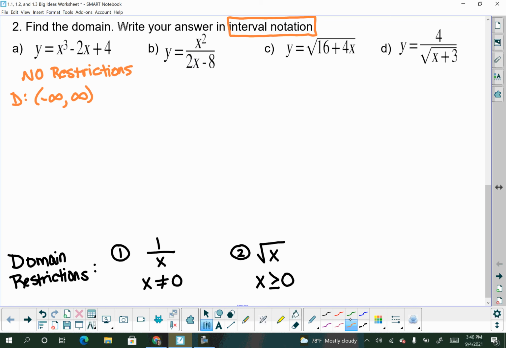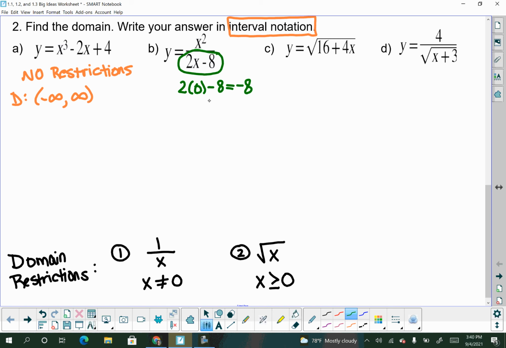Part B, we do have a denominator. So we're going to focus there. Now, a common mistake is when people look at a denominator, they say, oh, x can't equal 0. Well, x actually could equal 0 in this example. If I plug in 0 to that denominator, 2 times 0 minus 8 doesn't make my whole denominator equal 0. It makes my denominator equal negative 8.